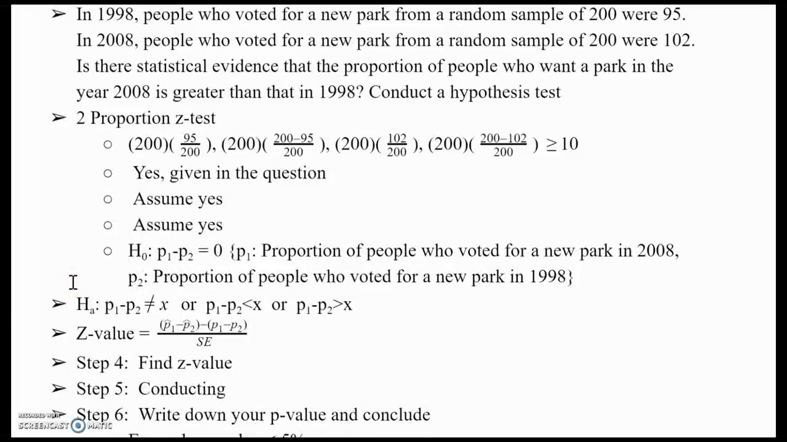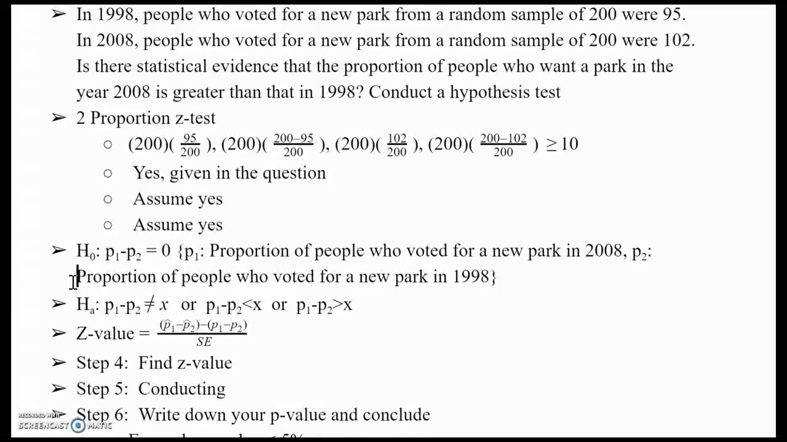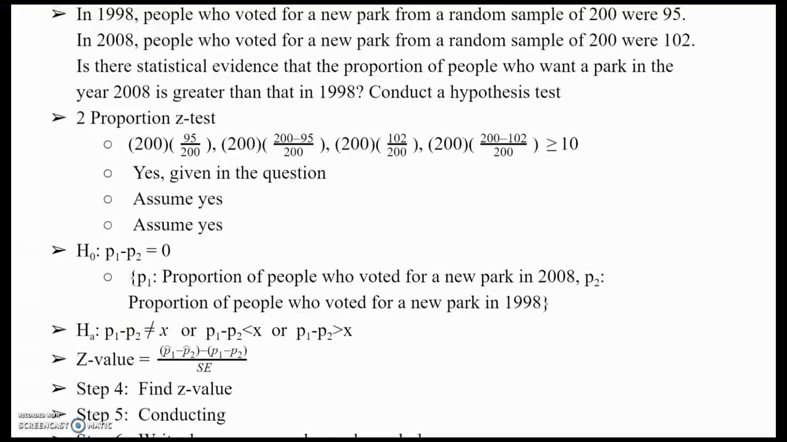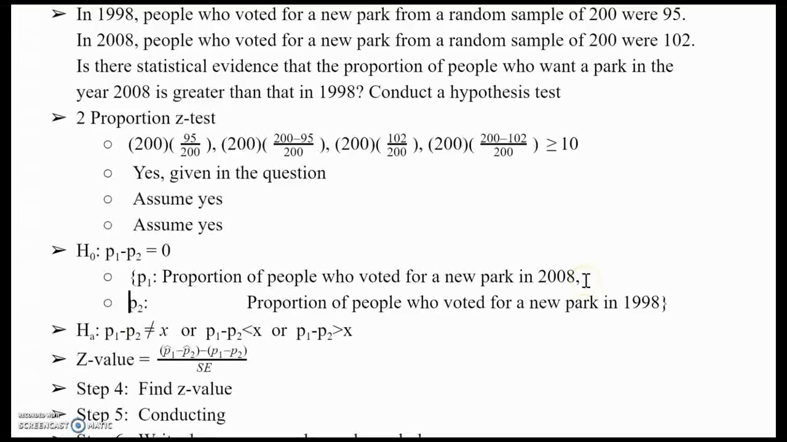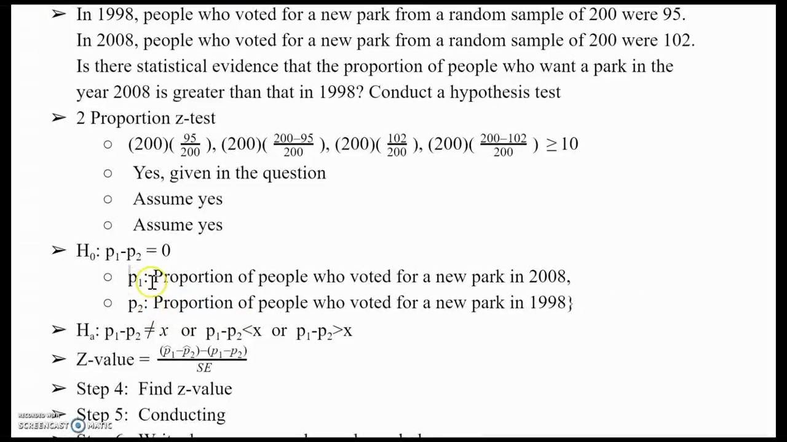This is important because this tells you what the P's mean. Otherwise, they could be arbitrary. You'd never be able to figure this out. Define P1 as 2008 and P2 as 1998. How would you propose we do the alternate hypothesis?